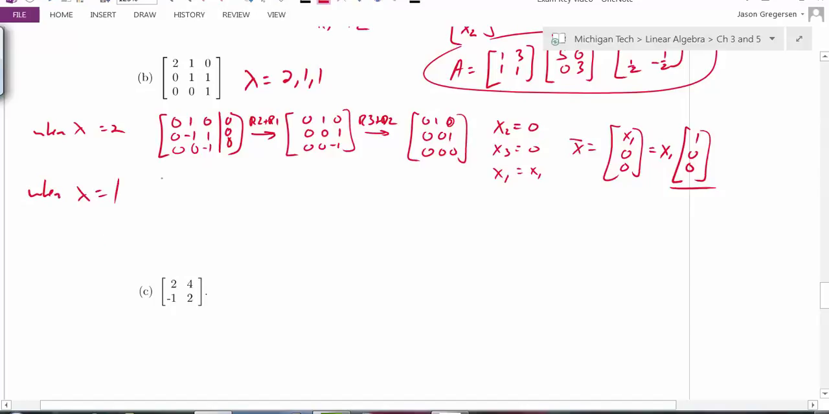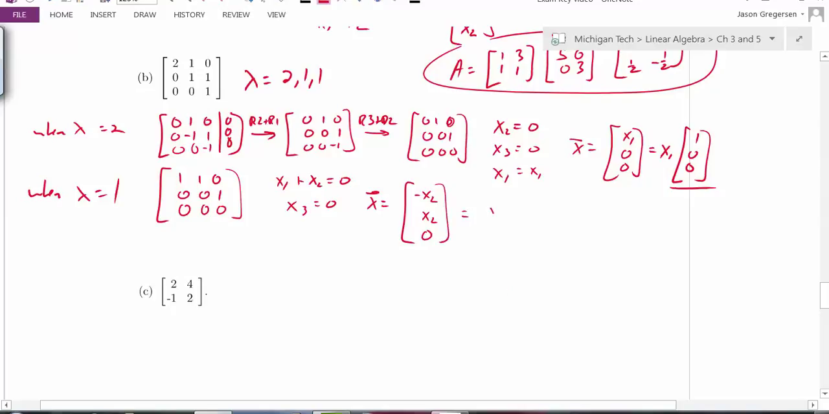When lambda equals 1, my matrix looks like 1, 1, 0, 0, 0, 1, and 0, 0, 0. So when I look at this matrix, it's already in RREF, so I'll go ahead and write out my equations right away. This says x1 plus x2 equals 0, and x3 equals 0. And it looks like x2, because it doesn't have a pivot position in that column, is a free variable. So my solutions look like, well, x1 should be equal to negative x2, x2 is free, and x3 is equal to 0. So the eigenvectors here are any multiple of the vector negative 1, 1, 0.